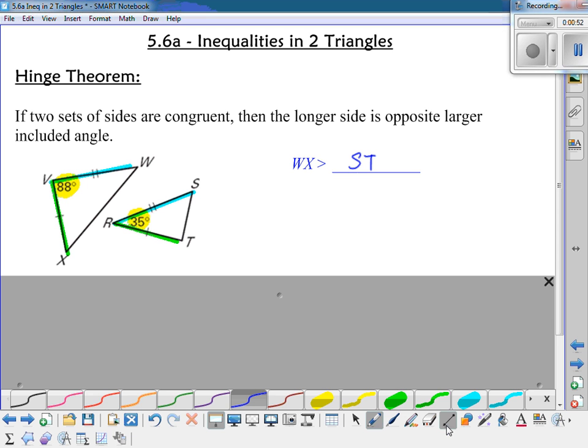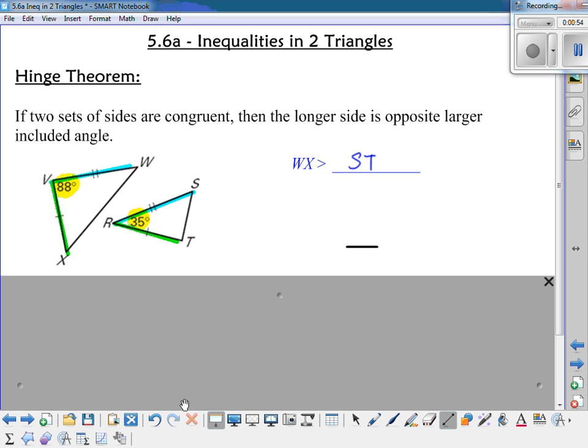One way you can think of it is kind of like a doorway where you've got a hinge and you're opening and closing this door. As it's becoming more acute, more closed, obviously the distance between those two endpoints is a lot smaller than if I open it up wide. If I open it up wide, now they're further apart. So the wider open it is, the further apart the opposite side is. That's all that the Hinge theorem is saying.